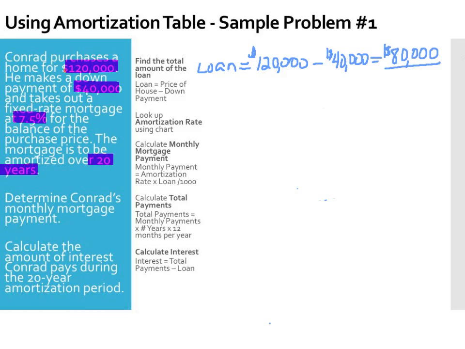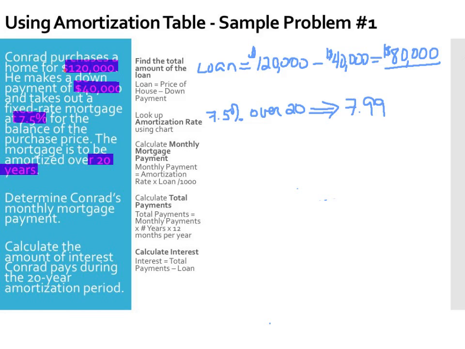Okay. The next step is to use the amortization chart, and what we're going to look up is that he is taking out a loan for 7.5% interest over 20 years. When you look that up in the chart, you get a rate of 7.99. If you didn't get that handout yesterday, it is available on the website.